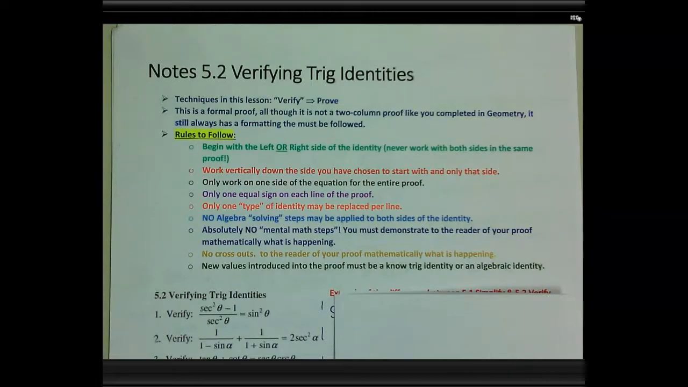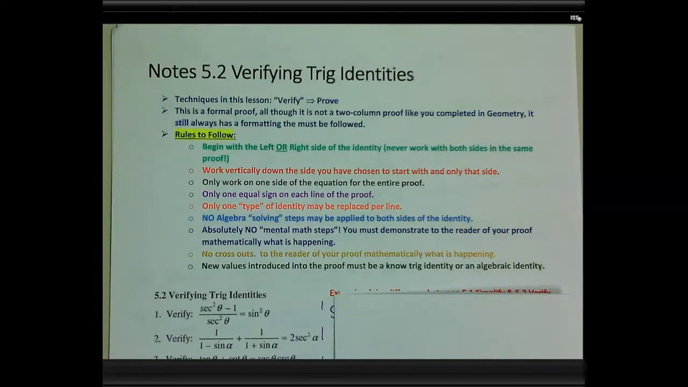Although it's not like a two-column proof in geometry, it still has its own formatting and its own rules that must be followed in order to complete the proof. Just as with any geometric proof, sometimes there may be more than one way to get to your answer. So as long as you're applying the rules correctly, then you should be okay.